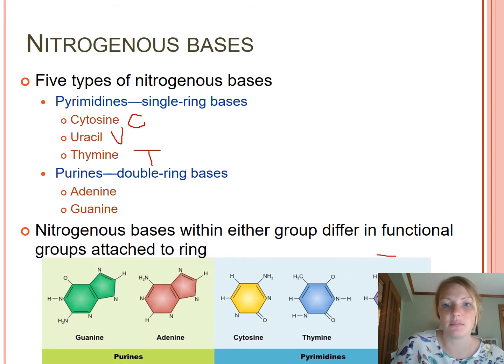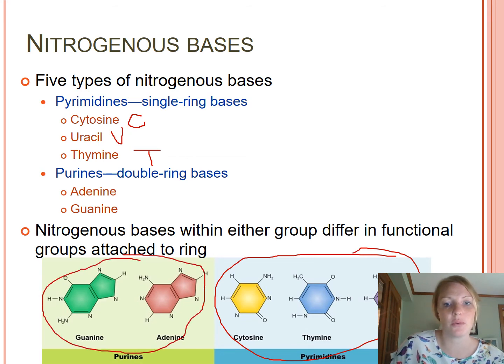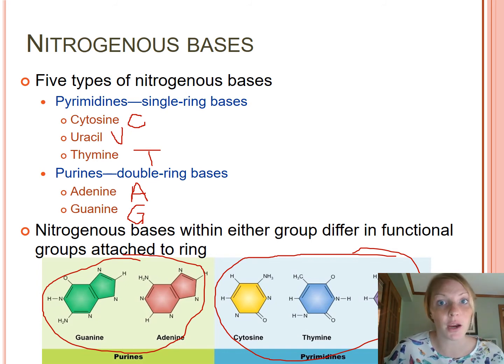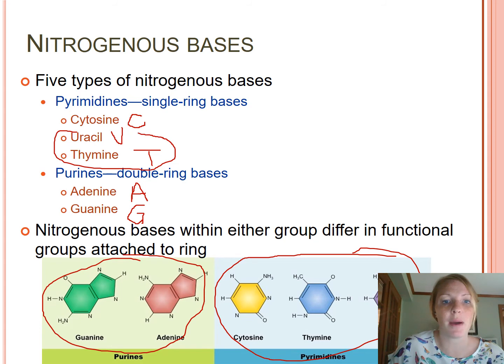The other class are called purines, and they're double ring. I have this in the image down here. We have our purines and our pyrimidines. The purines are adenine, or an A, and guanine, which is a G. So those are our 5 types. Now in DNA there's only 4, and in RNA there's only 4, and really it's these 2 that swap out for each other.